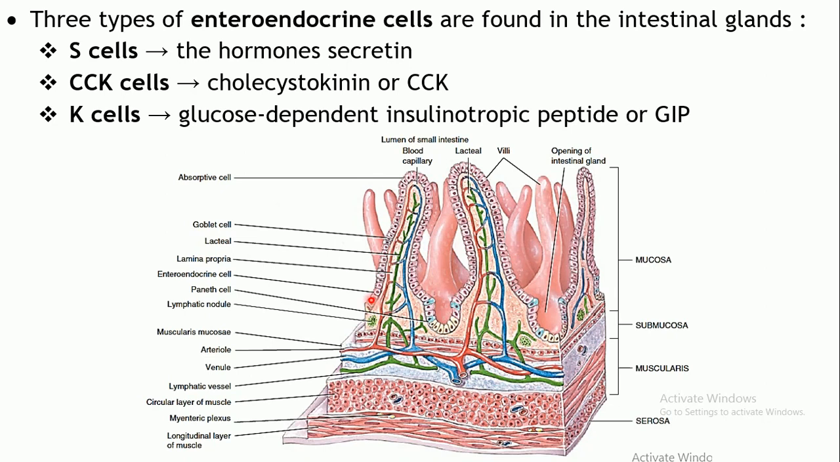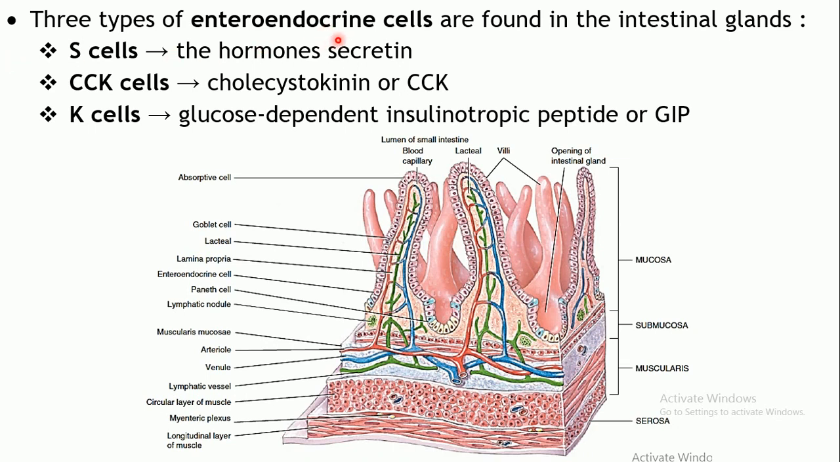These are of three types. S cells secrete the hormone secretin. As the name implies, enteroendocrine cells means what? These are the cells which are present in the intestines or in your GI tract, which are endocrine in nature. That is, they will secrete certain hormones which are released into the bloodstream.